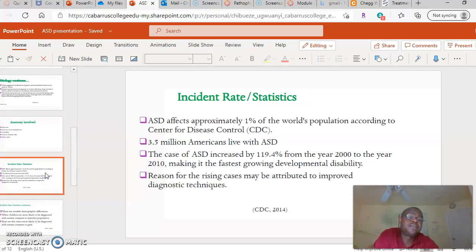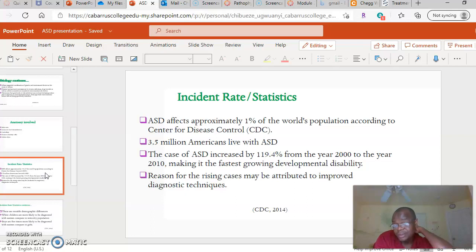So, incidence, rates, and statistics of ASD. According to the Center for Disease Control, ASD affects approximately 1% of the world population, and 3.5 million Americans live with autism. The cases of autism increased by 119.4% from the year 2000 to the year 2010, making it the fastest growing developmental disability in the whole world.